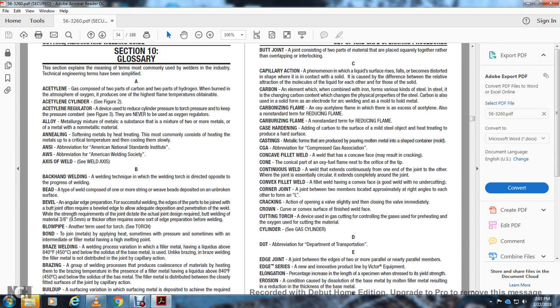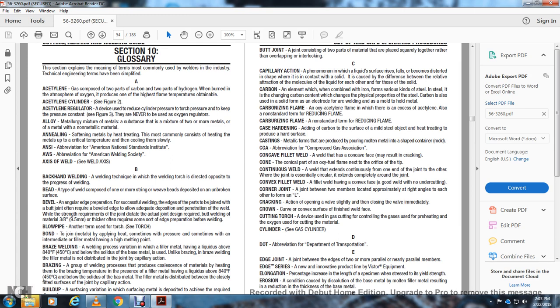Acetylene regulator, a valve that reduces the cylinder pressure from the high-pressure port to torch pressure and keeps the pressure constant, but it is never to be used as an oxygen regulator. Alloy, in metallurgy, a mixture of a metal substance with a mixture of 2 or more metals, or of a metal with a non-metallic substance.